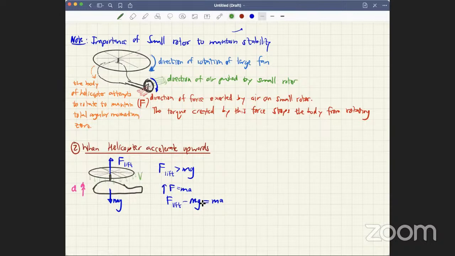Sorry. For F lift, what can I substitute now, people? You can see v is the speed at which air is being pushed downwards. For F lift, I can put A v squared rho. So A v squared rho minus mg is equal to ma. I'll stop it here. They will give you acceleration and ask you to find v, or they will give you v and ask you to find acceleration. It will depend on the question.